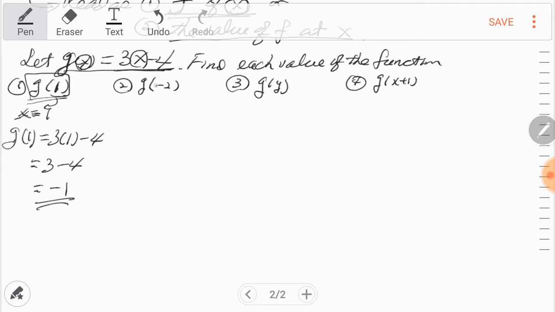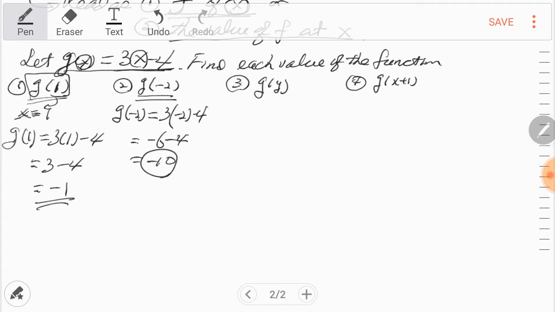Okay, how about number 2? G of negative 2. Just plug in negative 2. So 3 times negative 2 minus 4. Then negative 6 minus 4 equals negative 10. So the output is negative 10 when the input x is negative 2.